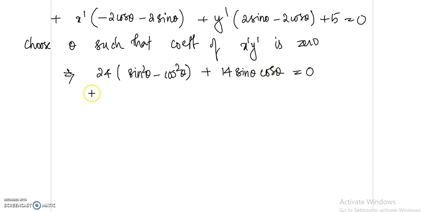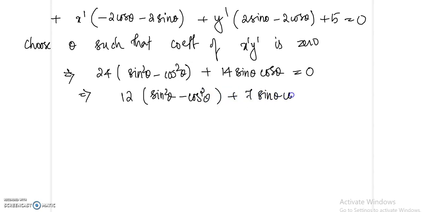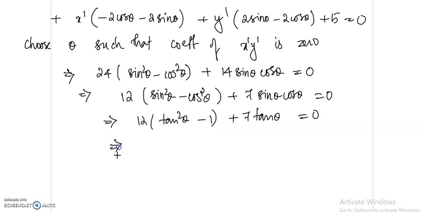Equal to 0. So that implies 12 sin square theta minus cos square theta plus 7 sin theta cos theta will be equal to 0. So dividing throughout by cos square theta, you will get 12 tan square theta minus 1 plus 7 tan theta equal to 0. So that gives 12 tan square theta plus 7 tan theta minus 12 equal to 0.